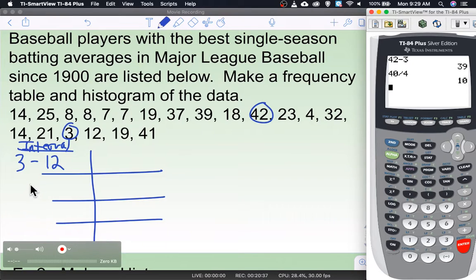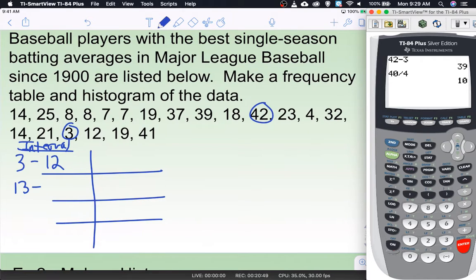Your next interval needs to start at the next number. You're not allowed to have any gaps. If this one stops at 12, the next one has to start at 13. You can't start at like 15 or 20. You have to go to the very next number.